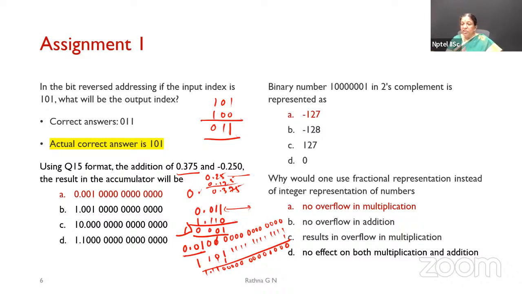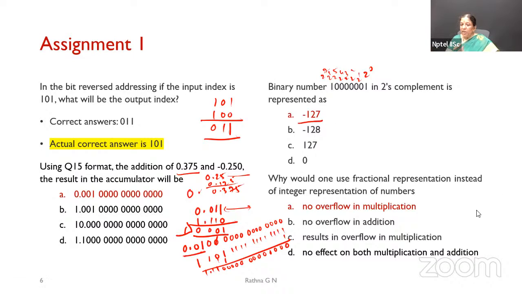The next question is, binary number 1001 in 2's complement is represented as what. You will be seeing that this is 2 power 0, and then you continue with 2 power 1, 2 power 2, 2 power 3, and so on. This is a negative value that we'll be representing.